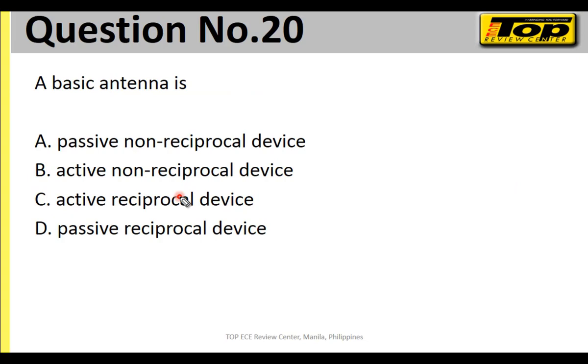Next number 20. The basic antenna. Ano bang basic antenna? Ang basic antenna is definitely a passive antenna. Okay, passive. So letter A at saka D na lang ang tamang sagot. Wala na yung B at C. Pero ang passive antenna can be used as transmit antenna and receive antenna. So therefore, reciprocal device yan. So the answer is passive and reciprocal. So number 20, letter D.